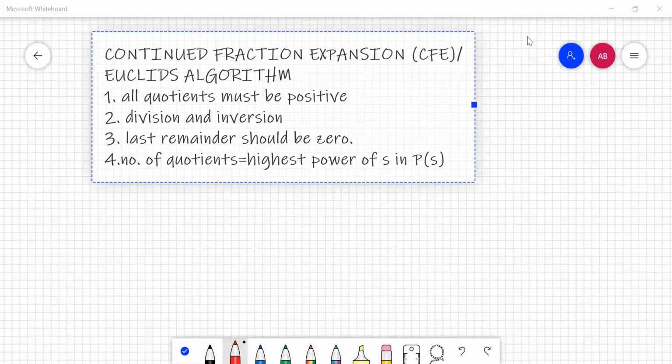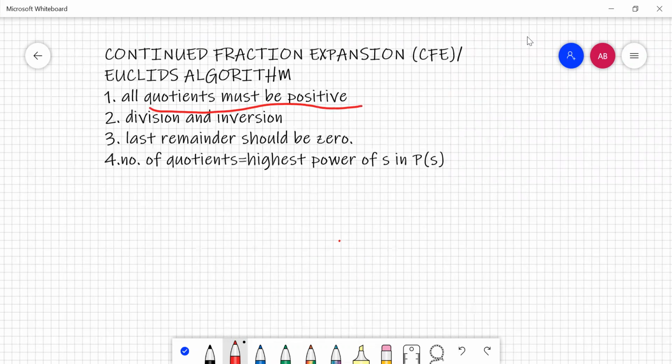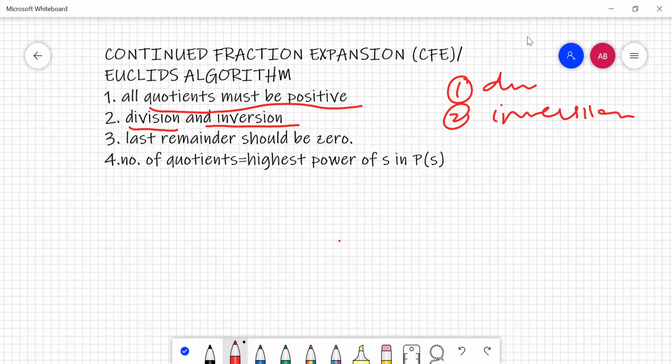So now there are some very important facts about CFE. The very first thing that we just discussed was all quotients must be positive. We are going to learn how to continue your CFE after learning the important points. The basic thing about CFE is it is a division and then inversion. First step is always division, and after that we go for the inversion. Then the step is repeated, that is we again go for division and again we invert. We will be discussing it with a numerical example.